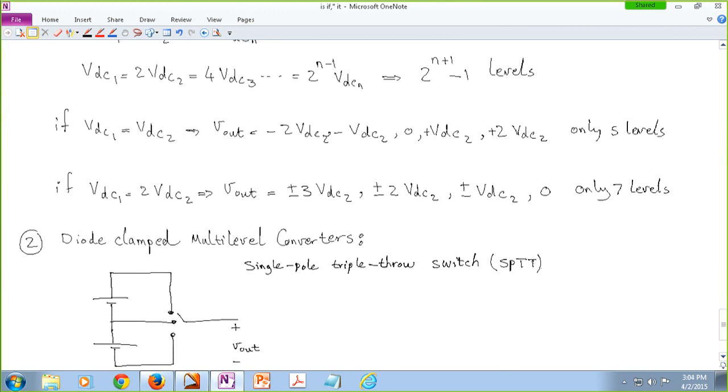Okay. So we're going to talk about where we can get this switch, because we haven't seen anyone yet in this class. But anyway, assuming that we have one, let me label this VDC1, and then this would be VDC2. Depending on which throw is actually engaged, if the top throw is engaged, Vout is VDC1 plus VDC2. If the middle one is engaged, Vout is VDC1. If the bottom one is engaged, it's zero. So we managed to make three levels.